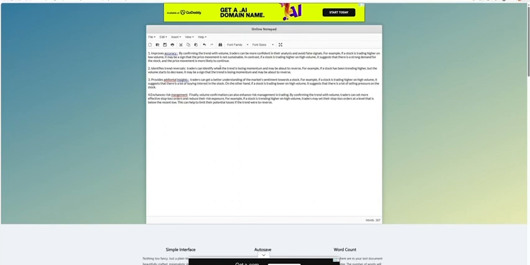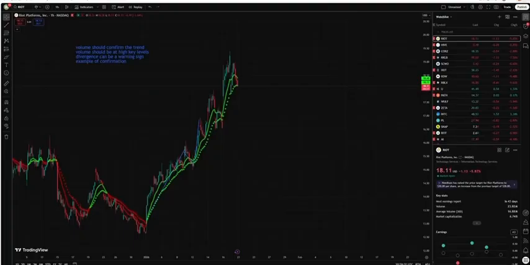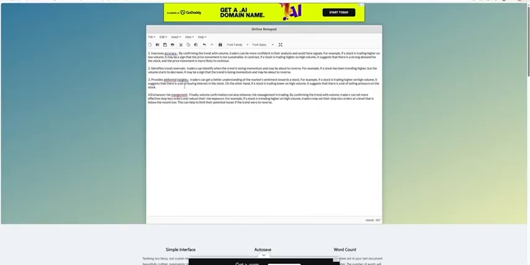Number 2, we have identifies trend reversals. Trends can be identified when the trend is losing momentum and may be about to reverse. For example, if a stock has been trending higher but the volume starts to decrease, it may be a sign that the trend is losing momentum and may be about to reverse.